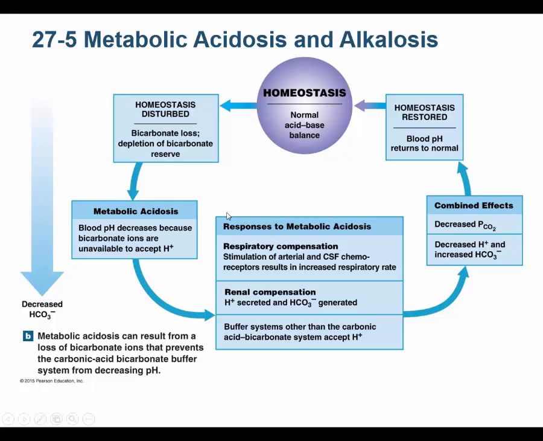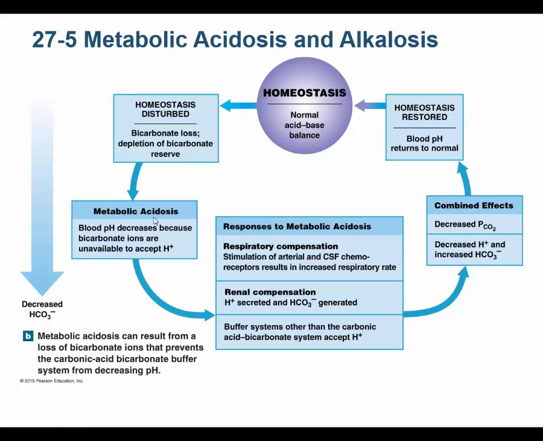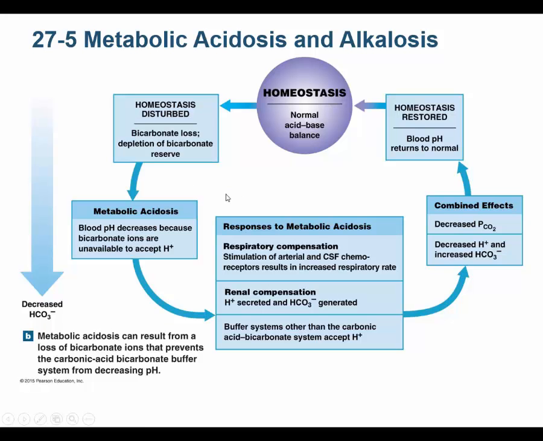Here's my responses to metabolic acidosis. Why is it metabolic acidosis again? Oh, I get it. This was my response to metabolic acidosis because I increased protons. That's like one of the fixed acids donating protons, or one of the organic acids like lactic acid or keto acids donating protons. But this next metabolic acidosis is different. My blood pH decreases because I don't have any bicarb to buffer. I'm lacking bicarb. Remember, bicarb is one of these major buffer systems. So now I have metabolic acidosis because I have a depletion of bicarbonate reserve.